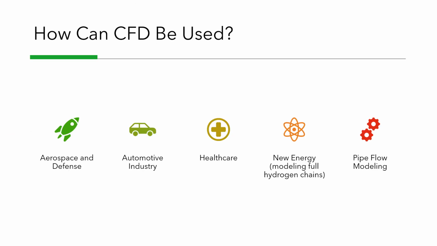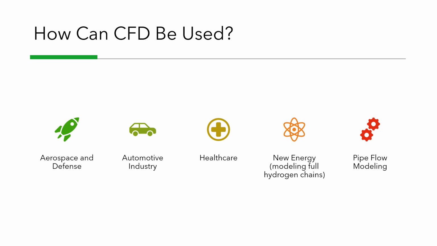How can CFD be used? CFD is used mainly in areas like aerospace and defense, the automotive industry, healthcare, new energy, for the example of modeling full hydrogen chains, and pipe flow modeling, which is what I'm doing here. It can be used in aerospace and defense to help model planes and rockets or prototypes that they want to create. It is very often used in the defense industry to model their weapons like rockets and stuff like that to make sure they have the maximum efficiency.